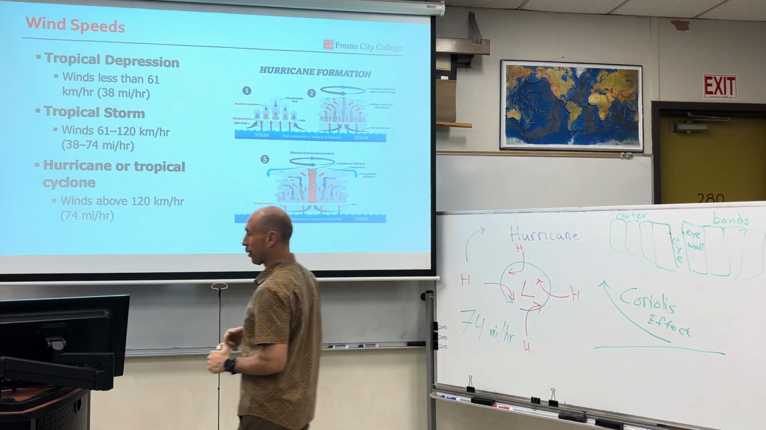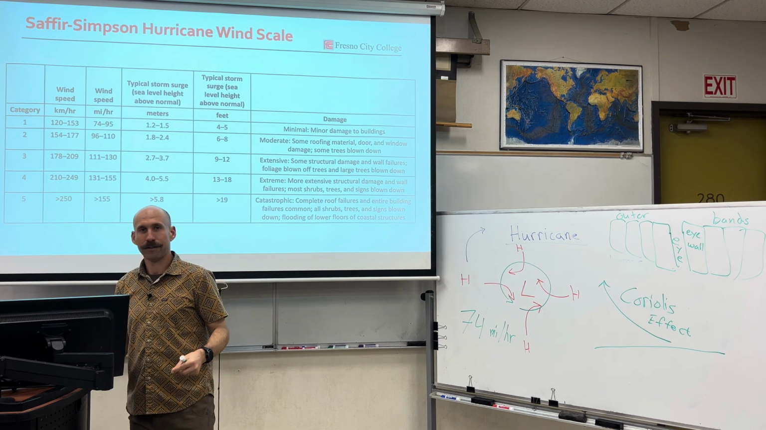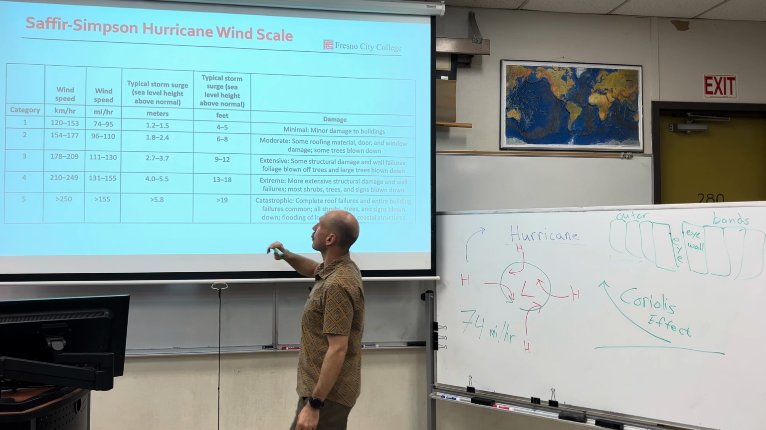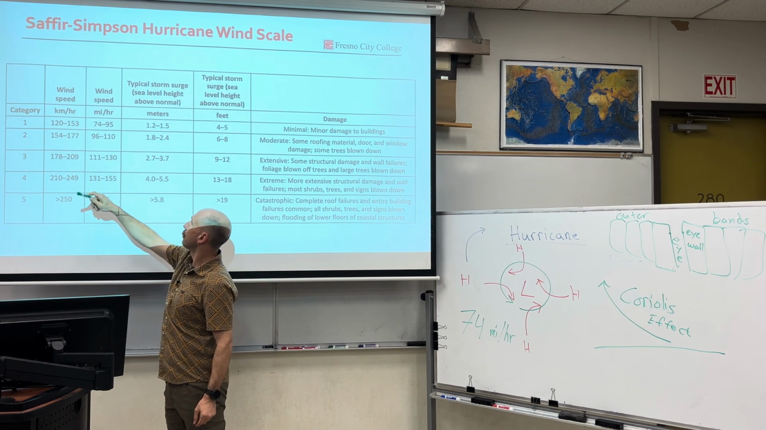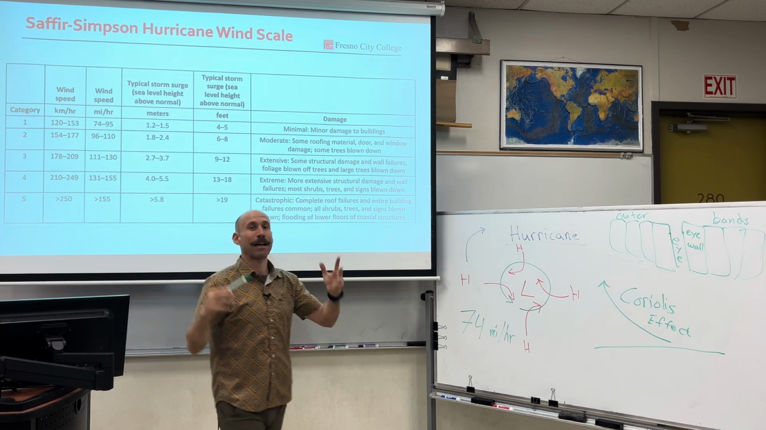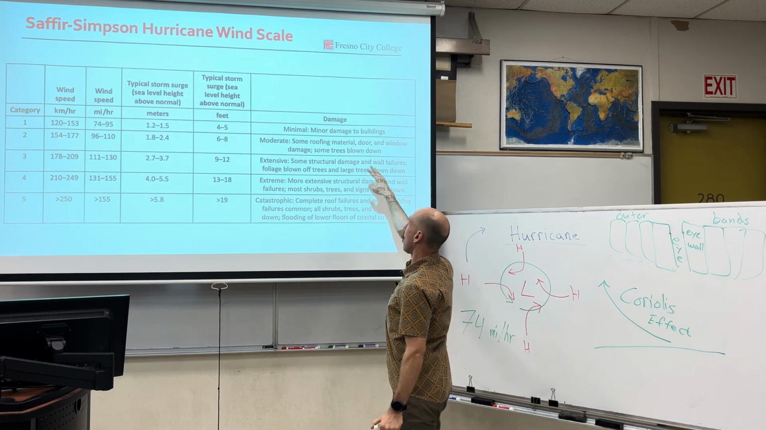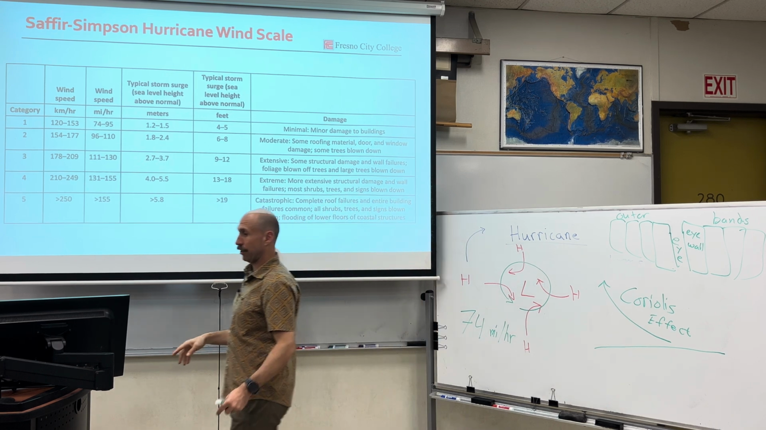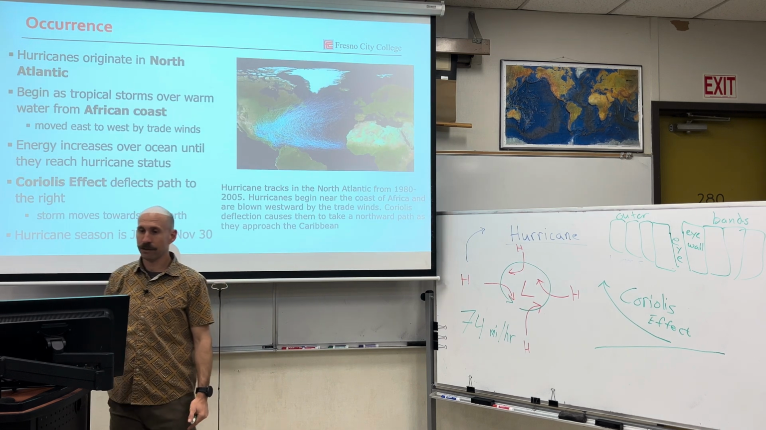We're going to talk about hurricane origination here soon, but first we can categorize hurricane intensity on the Saffir-Simpson hurricane wind scale. Over 74, Cat 1. Over 96, Cat 2. 111, Cat 3. 131, Cat 4. 155, I can't even imagine. That's mind-blowing to me, what that would even feel like, causing from minimal to catastrophic damage. And Category 5 hurricanes occur. They occur every single year.